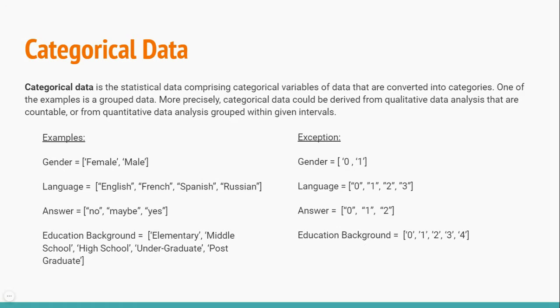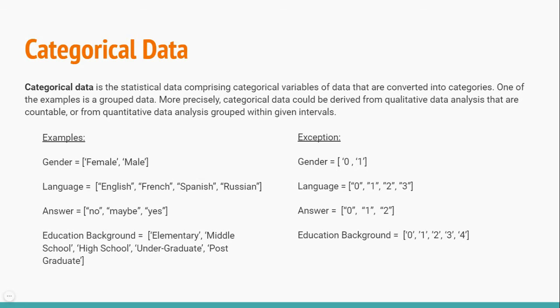The first type of data we'll talk about is categorical data. Categorical data is data that has non-numerical characteristics. This data can consist of gender, the language spoken, maybe educational background. This data is essentially information that can be classified into a group.